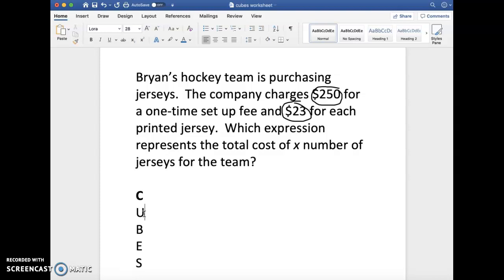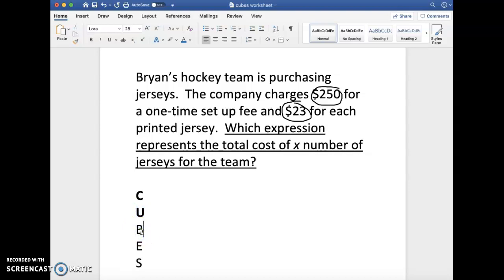But okay, so now, underline my question. Well, I know that the last sentence right here, "Which expression represents the total cost of X number of jerseys for the team?" that has a question mark. It's clearly my question, so I'm going to underline it. And again, I'm going to bold that because I did that.